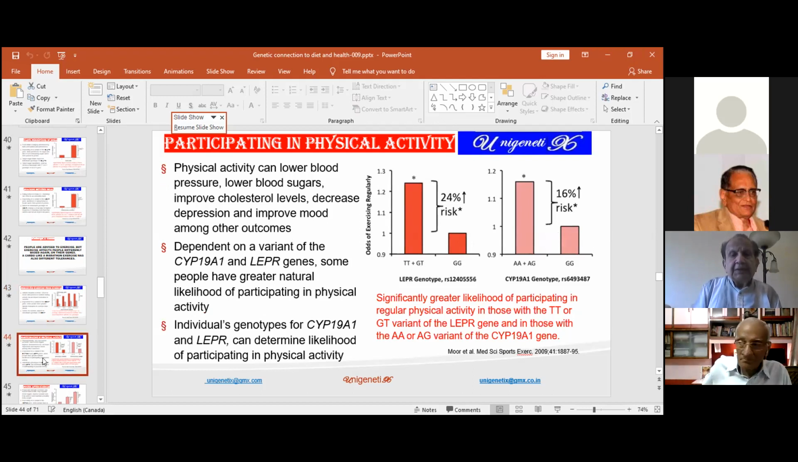This is participating in physical activity. I don't know why I put that. Yeah, inclination to participate in physical activity. You see this in school. The teacher says, Ramesh, why don't you join the exercise with other kids? Why don't you come and do this exercise? Ramesh says, no, teacher, I don't want to do that.